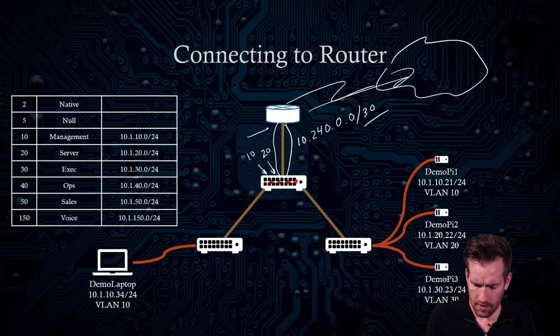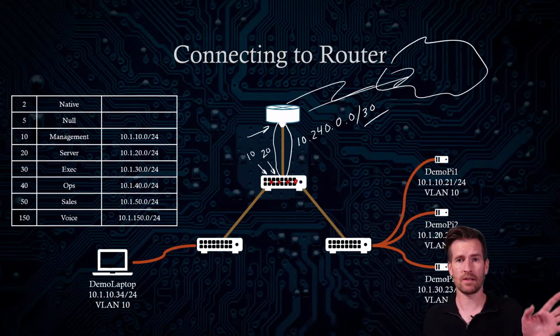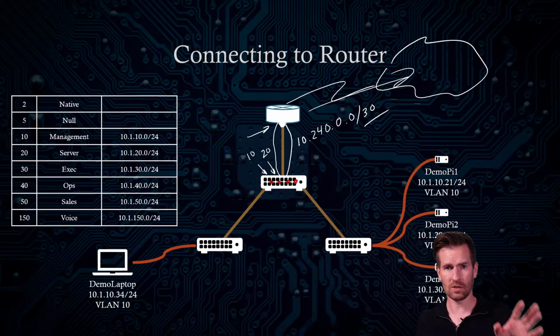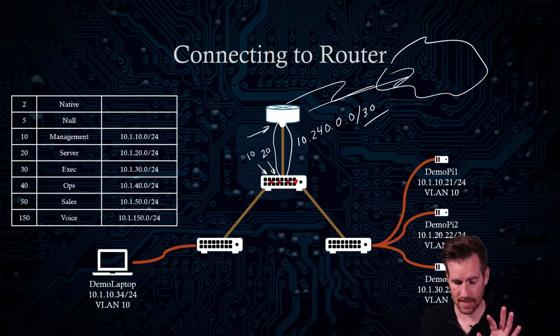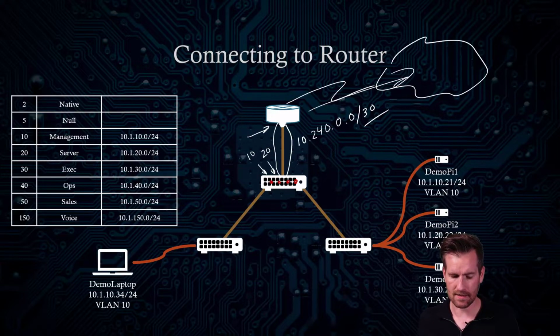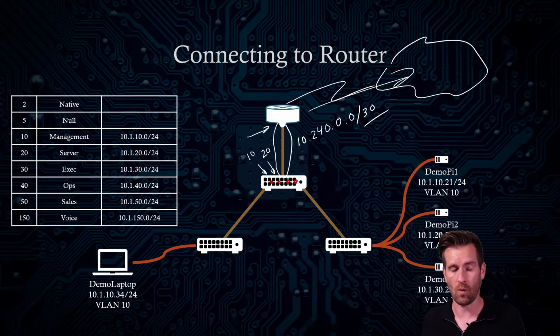Now on the router side, in both of the examples that I'm going to give, we're just going to make it a routed port. It's a physical port with an IP address on it, and that's it. So in both of these cases, that part of the equation doesn't change. The router is going to be configured with a physical port.